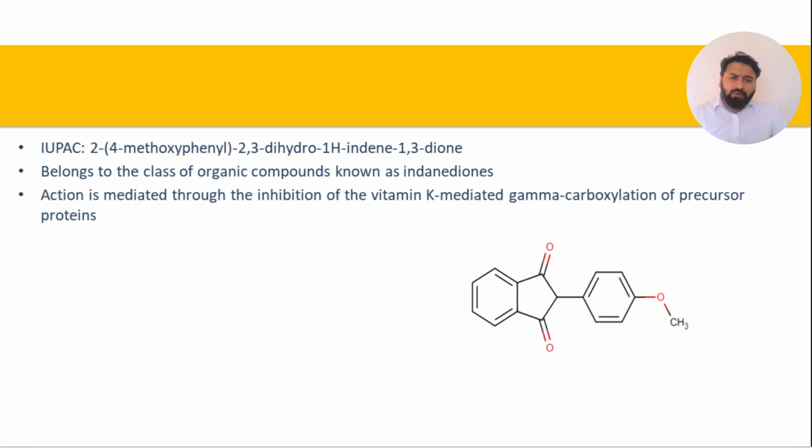Now the next compound is Anisindione. This is 2-(4-methoxyphenyl)-2,3-dihydro-1H-indene-1,3-dione. This compound belongs to a class of organic compounds known as indandiones, compounds containing an indene ring bearing 2 ketone groups. The superclass is benzenoids, the class is indenes, and the subclass is indenones.